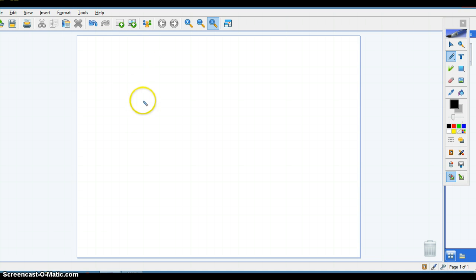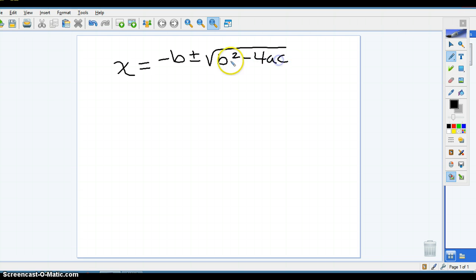Were you able to do it? There was probably a song that you remember, that you were taught to help you remember. X equals negative b plus or minus the square root of b squared minus 4ac all over 2a. Did you get it? I hope so.